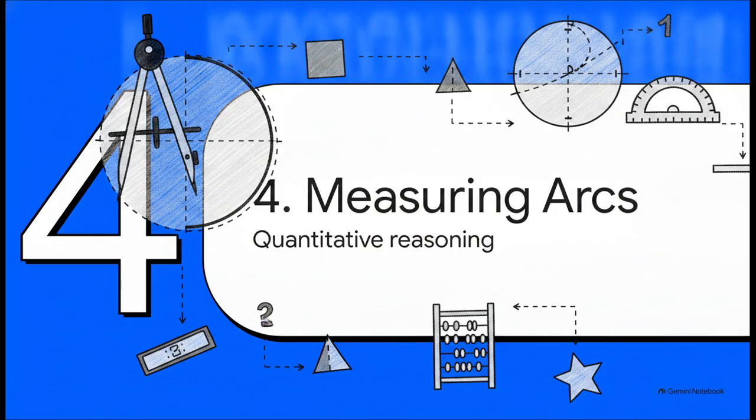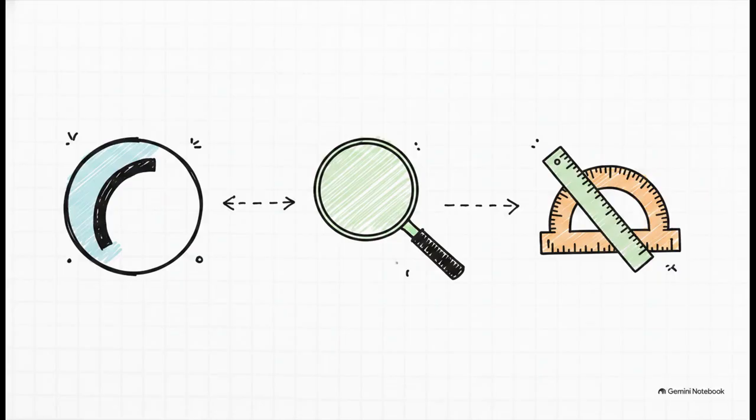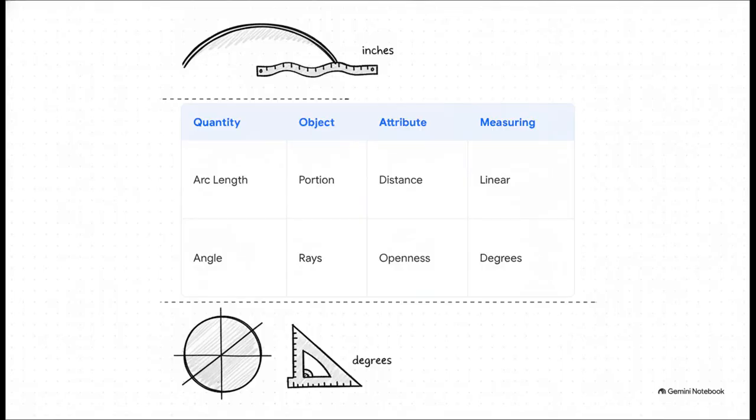Section 4, Analysis, Measuring Arcs. Let's apply some quantitative reasoning here. To avoid any confusion, we're going to use a quantitative reasoning framework to break down the exact attributes of what we're measuring. By just slowing down for a second and defining the object, its measurable attribute, and the units we use, we can completely avoid the most common traps in geometry. See how clearly this separates the two quantities? Arc length measures physical distance in linear units, like inches or centimeters. On the flip side, the central angle measures geometric openness in degrees.